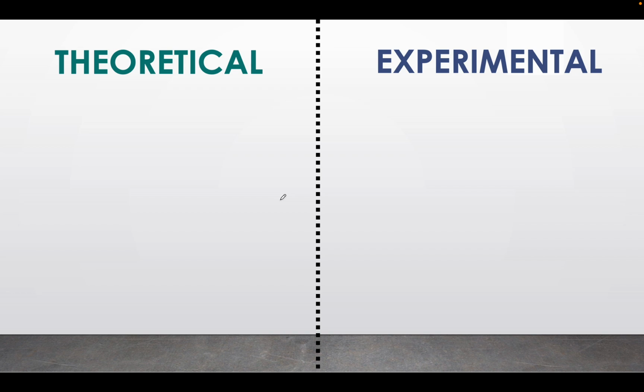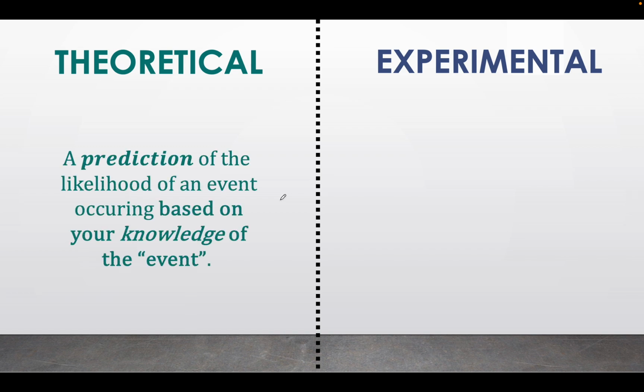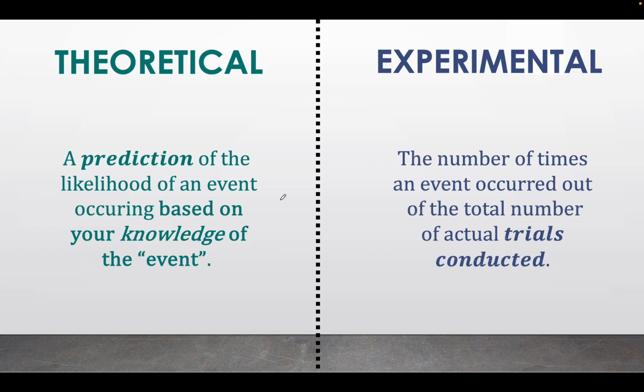When discussing basic probabilities, usually we are looking at what is called theoretical probability. This is a prediction of the likelihood of an event occurring based on your knowledge of the event. So for example, the likelihood of you rolling a die and landing on a 2 is 1 out of 6 because there is 1 two on the die and 6 total sides. Experimental probability is when you actually conduct a trial or experiment and you record how many times something occurred out of the total number of times you performed the trials.